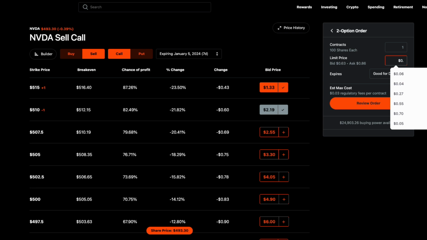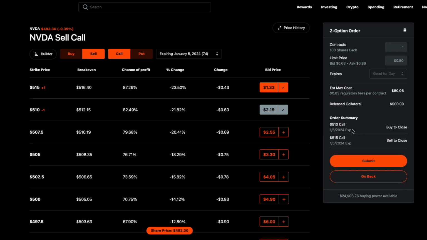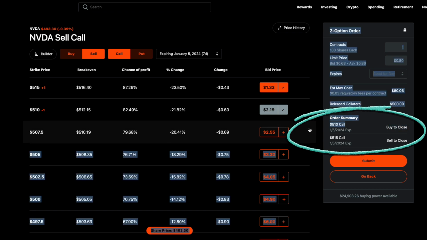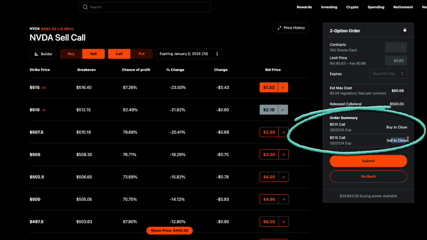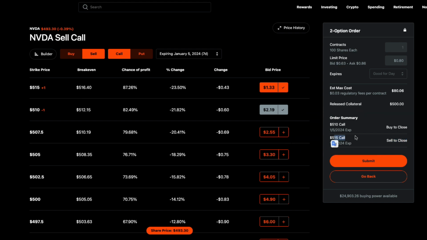You do the same thing here, you press here, and when you say review, it's going to tell you exactly what you are doing. You are buying to close your first position, and then you are selling to close this second one. Together, it's basically doing the same thing. You are closing the complete position for a cost of about $80.